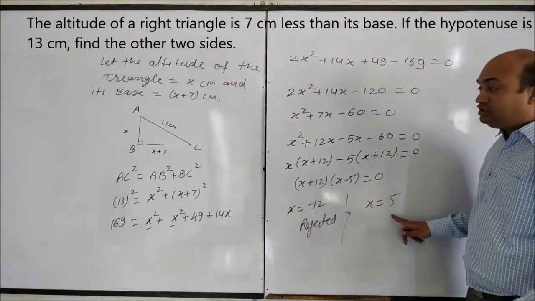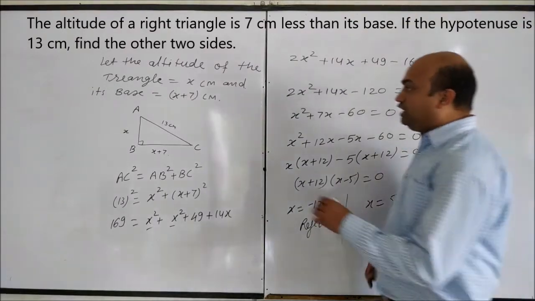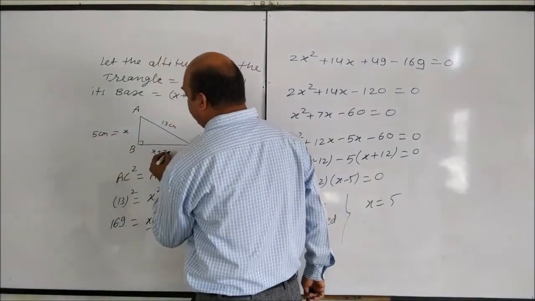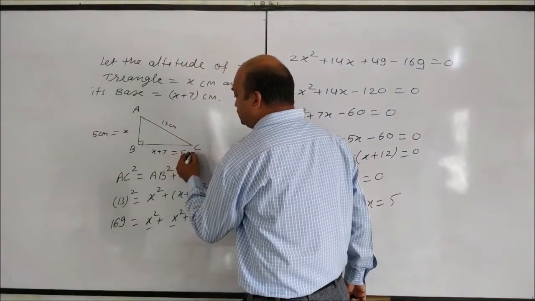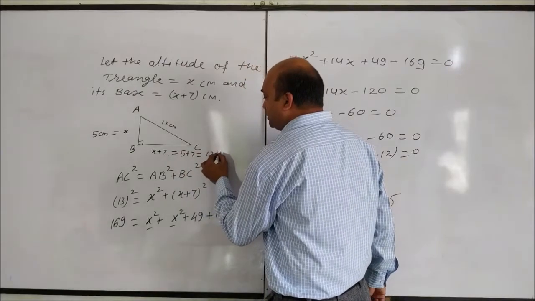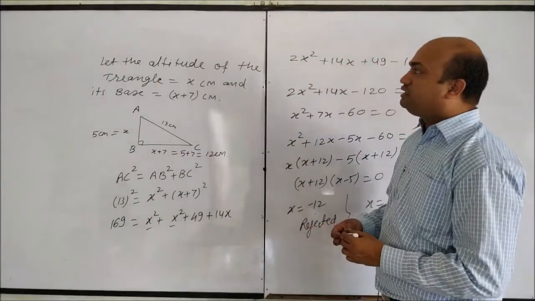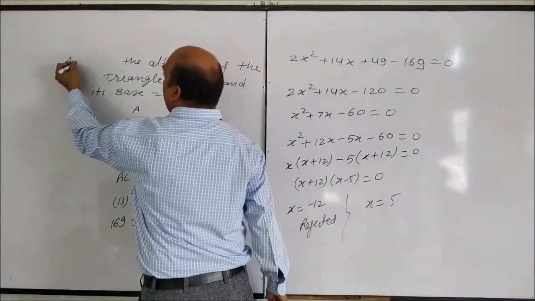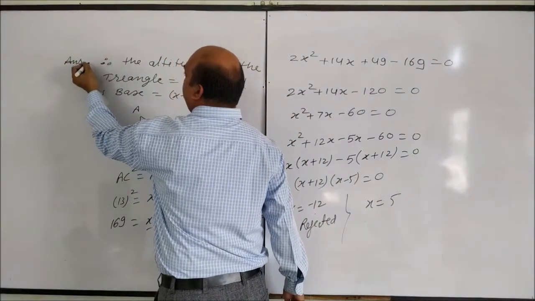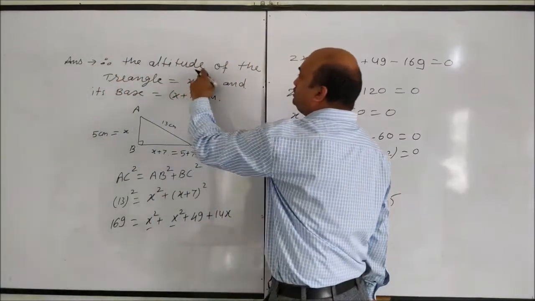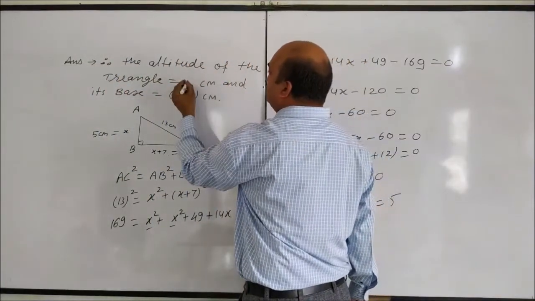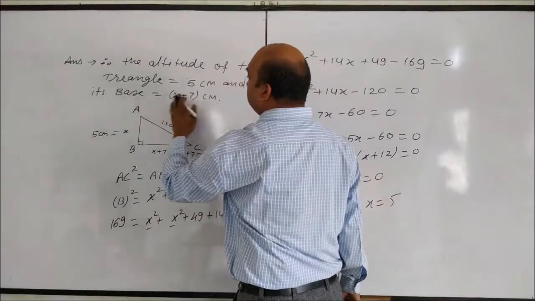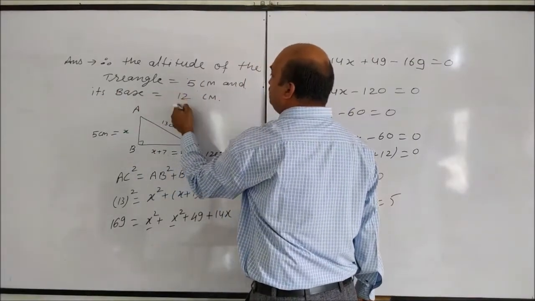Okay, what it is? It is altitude. So altitude of the triangle we will get is 5 centimeter, and the base 5 plus 7 is equal to 12 centimeter. At last we can write the final answer is, therefore the altitude of the triangle is equal to 5 centimeter and its base will be 12 centimeter.